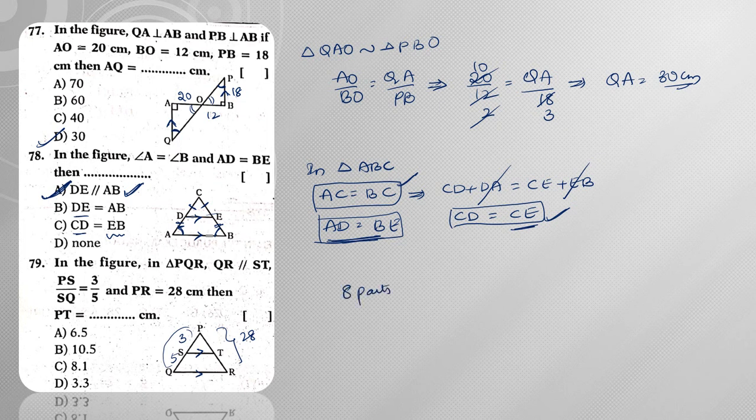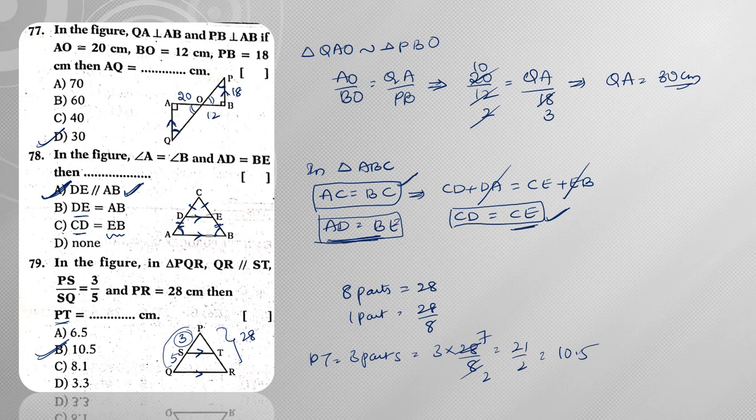So if 8 parts is equal to 28, then one part is equal to 28 by 8. Now what did he ask? He's asking the PT value. PT corresponds to PS, so I need to find out 3 parts. So PT is equal to 3 parts, which is 3 into 28 by 8. In the 4 table, 4 twos, 4 sevens. So 7 threes is 21 by 2, which is 10.5. Hence the answer is 10.5.